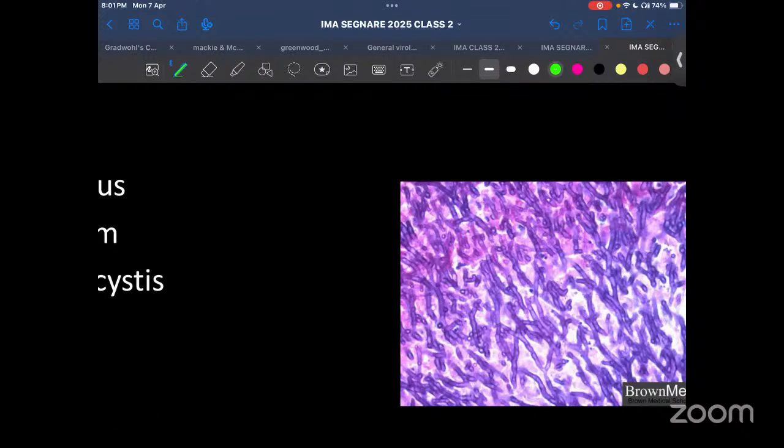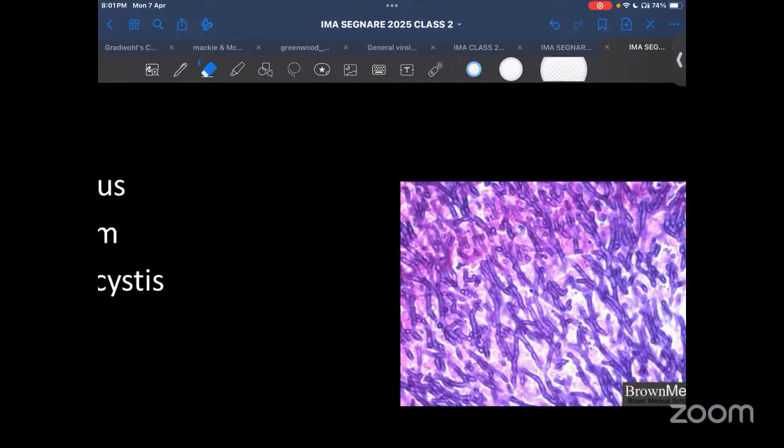See, can you see here? What type of hyphae are these? These are septate hyphae. Can you see the septations here? So this is septate hyphae.